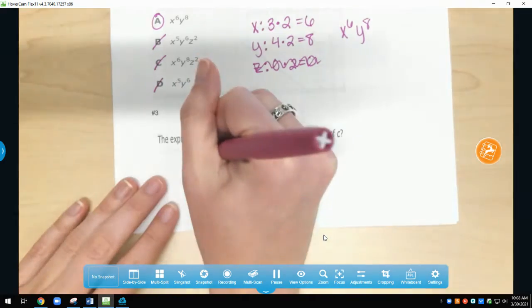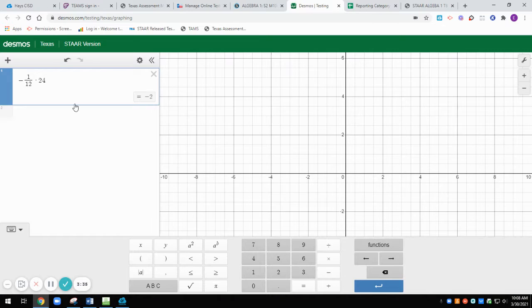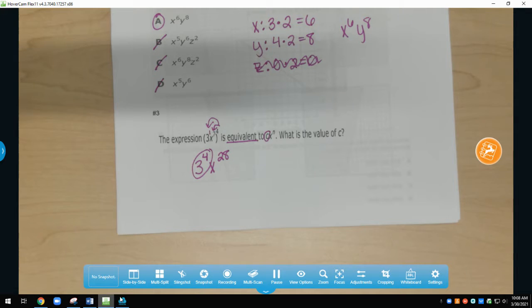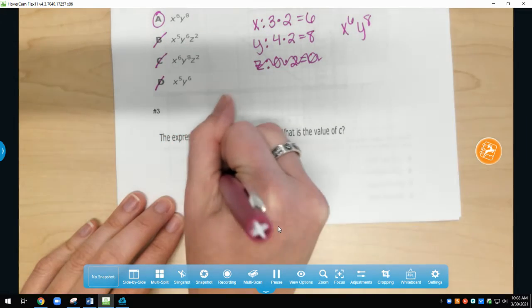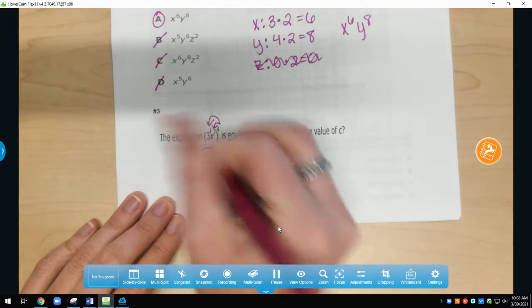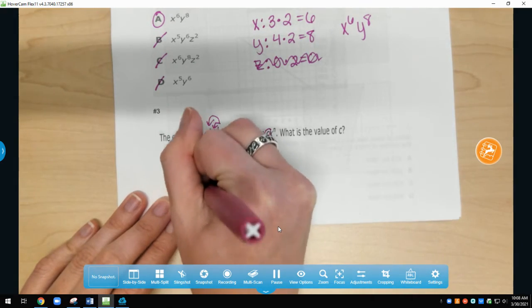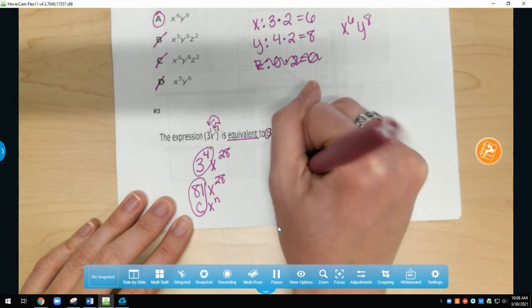I need to simplify 3 to the 4th. Remember, it's not 3 times 4. It's 3, and then we're going to press the AB button to the 4th power. So I get 81. X to the 28th, and it's cx to the n. The 81 is in the place of c, so c equals 81.